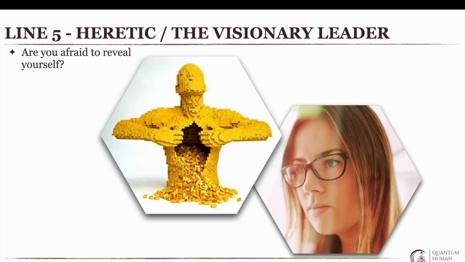In this video, we're looking at the line 5. So if your profile has a 5 in it, this will apply to you. That means if your profile is a 2-5, a 3-5, a 5-1, or a 5-2. The line 5 is called the heretic at the baseline expression and the visionary leader in the quantum expression. As a 5th line, you have a very important role of leading people to the fulfillment of potential.